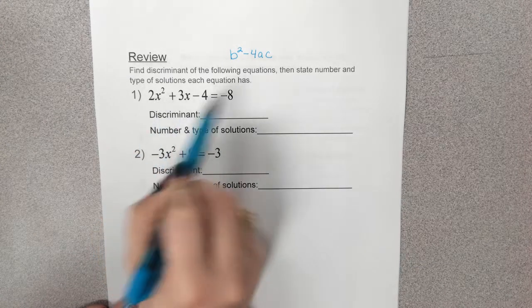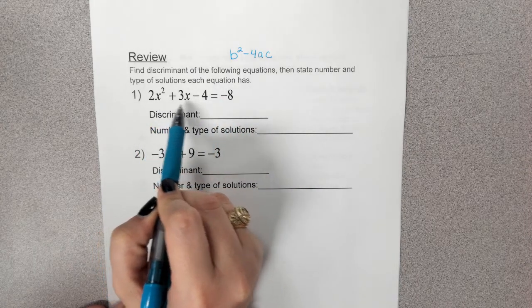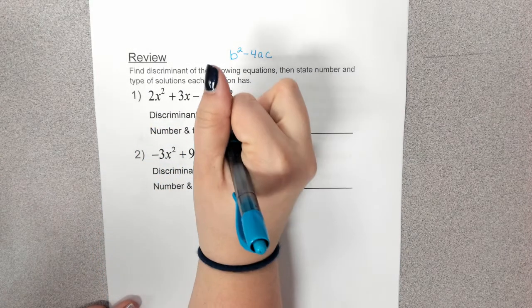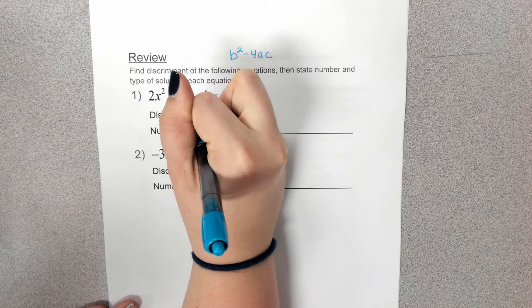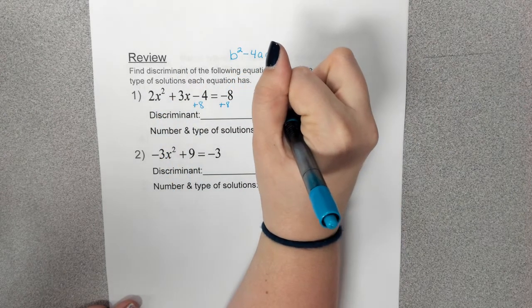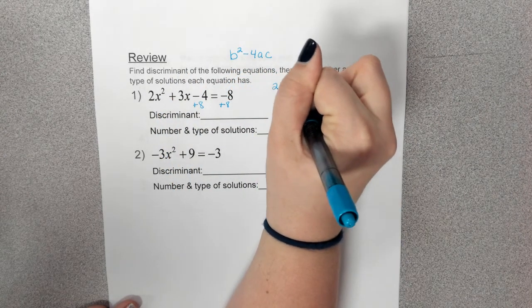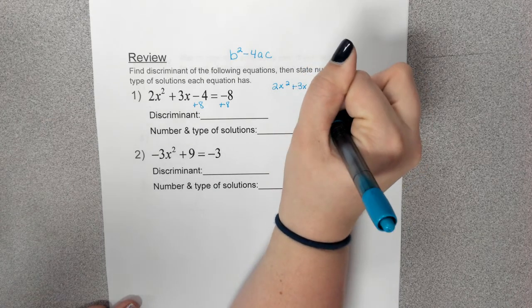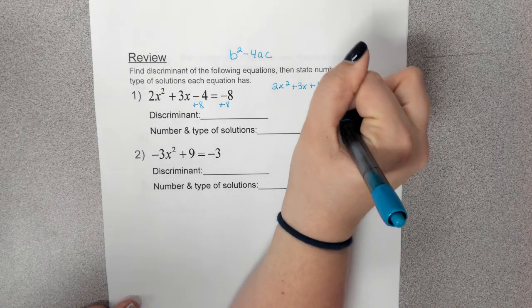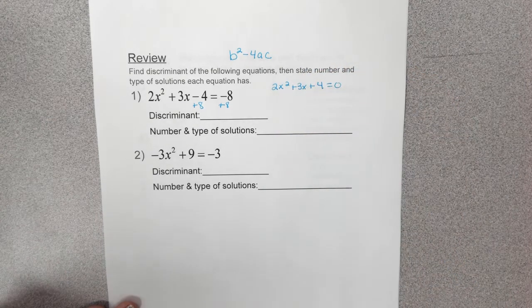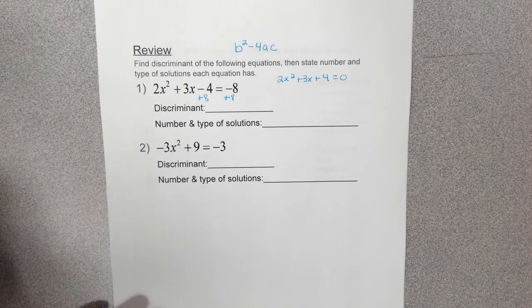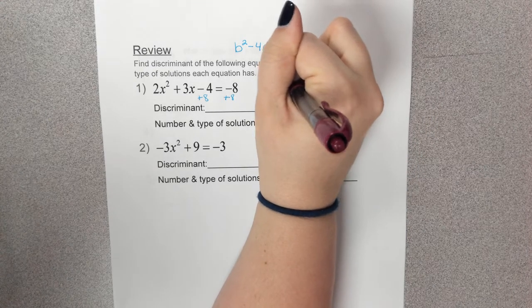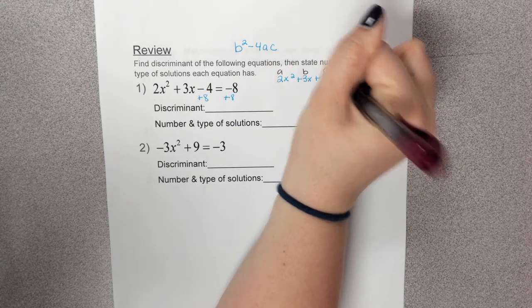So notice if I'm going to use that, this has to be in standard form. Well, this one's not. I need to add the 8 to this side because I want it to be equal to 0. So I'm going to have 2x squared plus 3x and then plus 4 equals 0. After I get that, then I'm going to plug those numbers into the quadratic formula. You want to identify your a, your b, and your c.